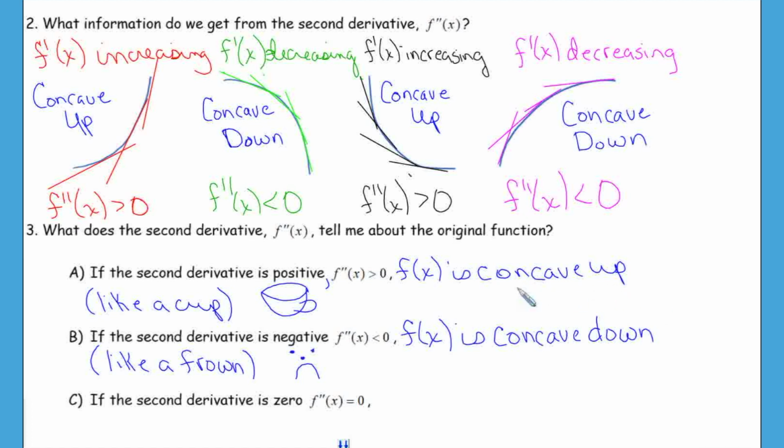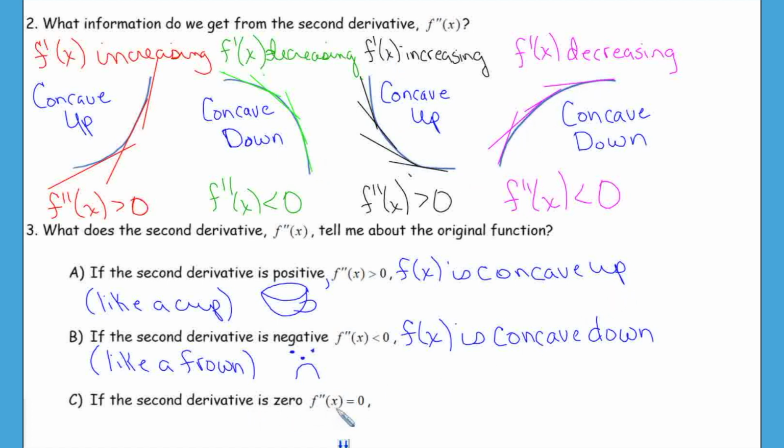All right. I know I'm always rhyming stuff. So concave up, like a cup. Concave down, like a frown. And for me, this kind of goes together, the positive and the up and the negative and the down. And if you think about how your slopes are changing, that also helps make really good sense there.